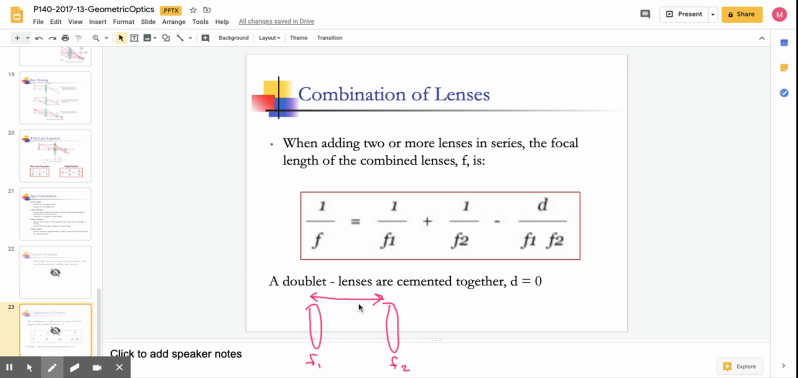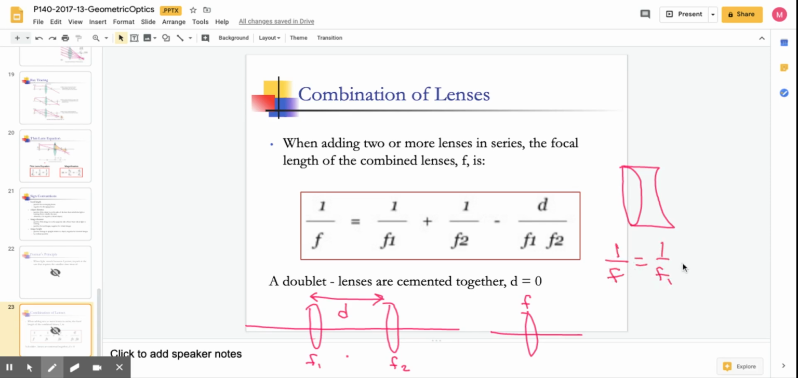The distance between them is d, and then the total focal length would be, if I were to treat them as one lens, it would just have focal length f of the combination, right? And you would use this equation to calculate it. A lot of times we talk about a doublet, so you can have a doublet that looks like this, 2 lenses together. And I can calculate the focal length of that combination. When I do that, my d goes to 0. So here, 1 over f is equal to 1 over f1 plus 1 over f2.